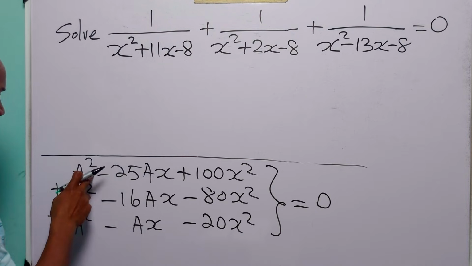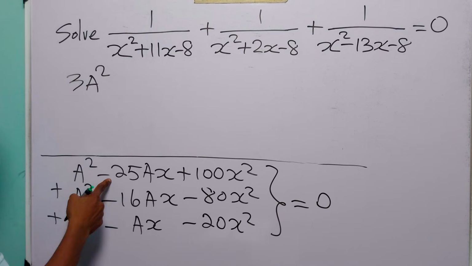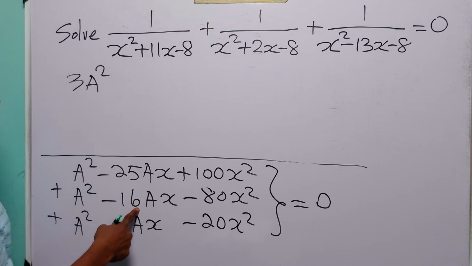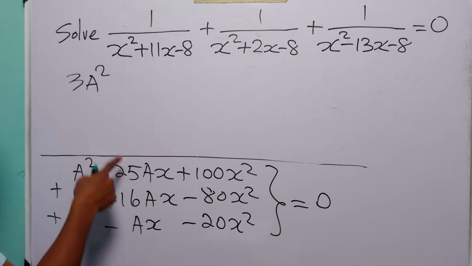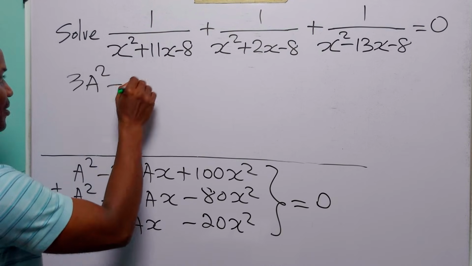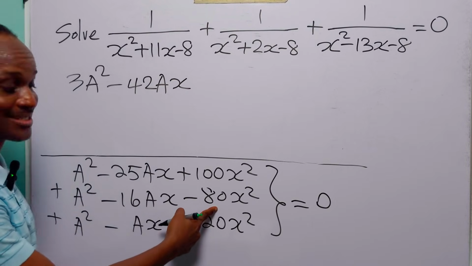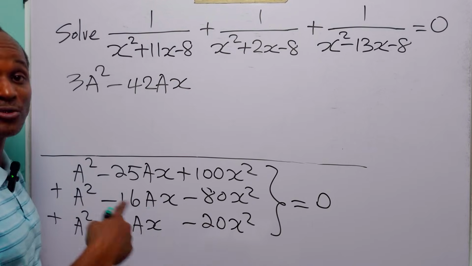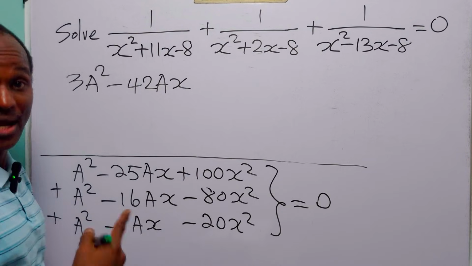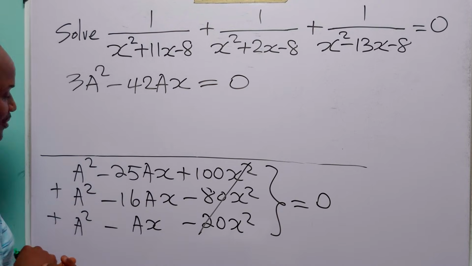Now we add a squared plus a squared plus a squared is equal to 3a squared. These three terms have the same sign, so we add. 25 plus 16 plus 1 is 42, so this is minus 42ax. Minus 80x squared minus 20x squared is equal to minus 100x squared. Minus 100x squared plus 100x squared is equal to 0. So we have that this is equal to 0.